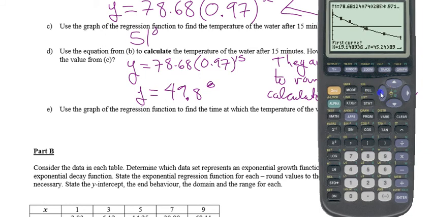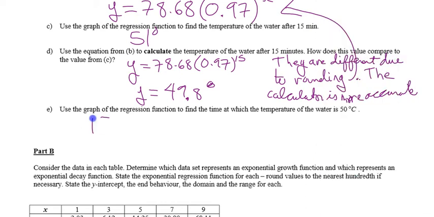I always like to just move to about the point of intersection. There. And hit enter 3 times. And we get 15.6869 minutes. 15.7 minutes, let's call it rounded. So 15.7 minutes.